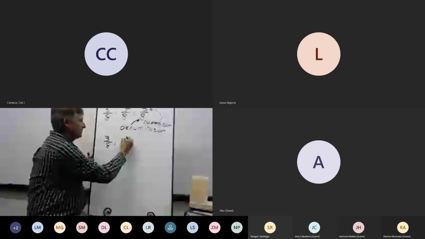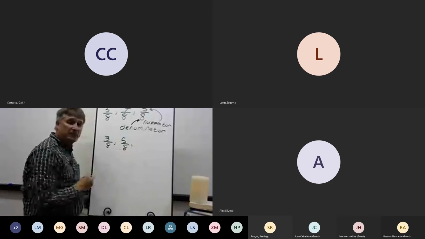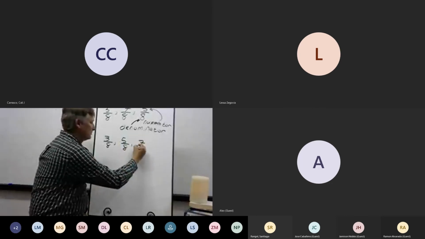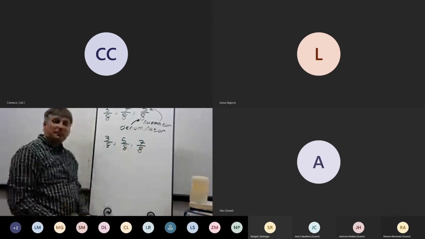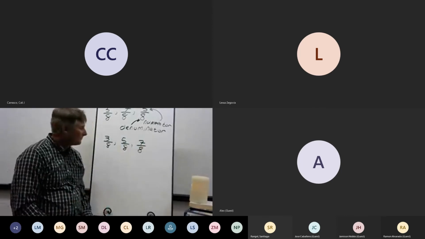The next largest fraction would be 5/8, and then the next largest fraction would be 7/8. So that's how we can put these in order.